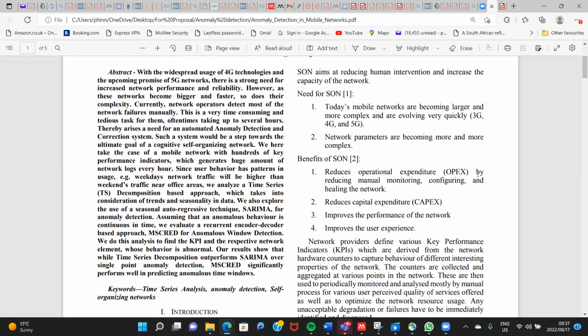Now we are going to the purpose of the study, with hundreds of key performance indicators. Okay, so that is the purpose of the study. Then he moved to the methodology. We generate a huge amount of network logs every hour. And since user behavior has patterns in usage, weekends and all that, it's still talking about methodology, traffic will be higher than weekend traffic near office areas. We analyze time series analysis. Now the methodology is clearly stated here.